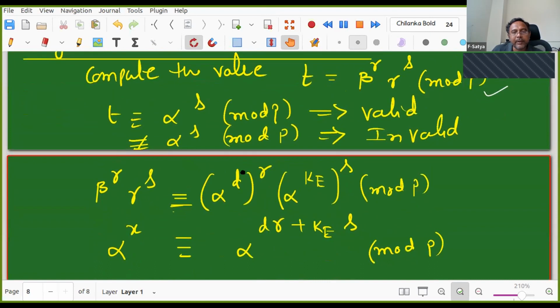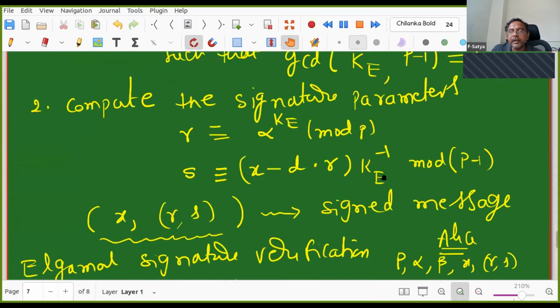Beta equal to alpha power D power R. And what is R? The R value is not known to the public. But even then we can do it, that is the beauty. That's why the K inverse is brought here. Otherwise it is difficult actually. Very, very powerful thinking is used here.